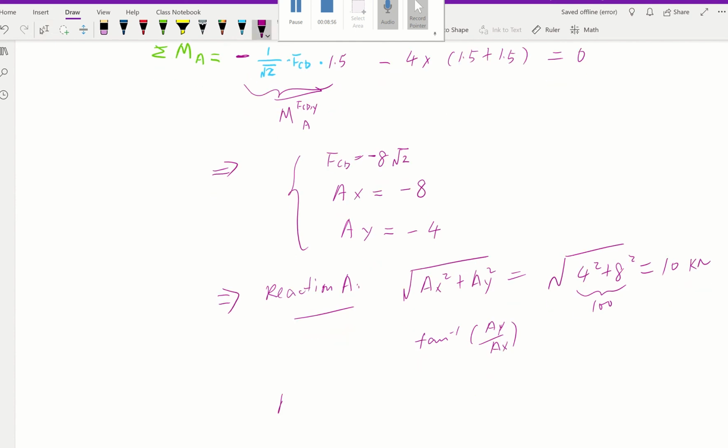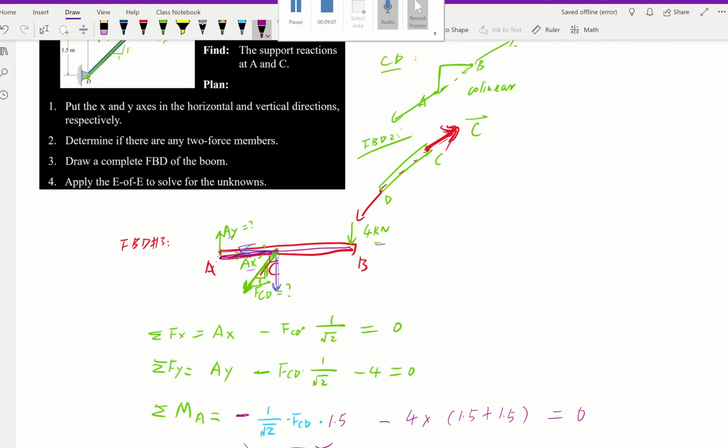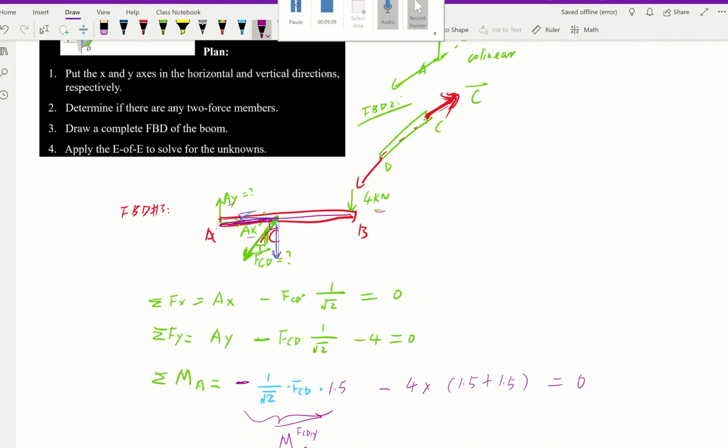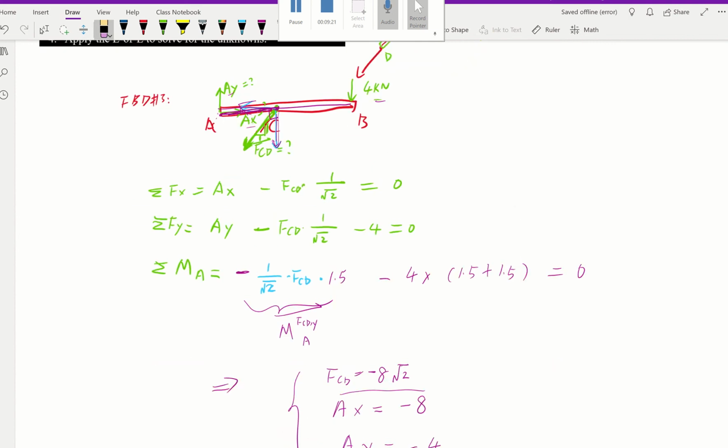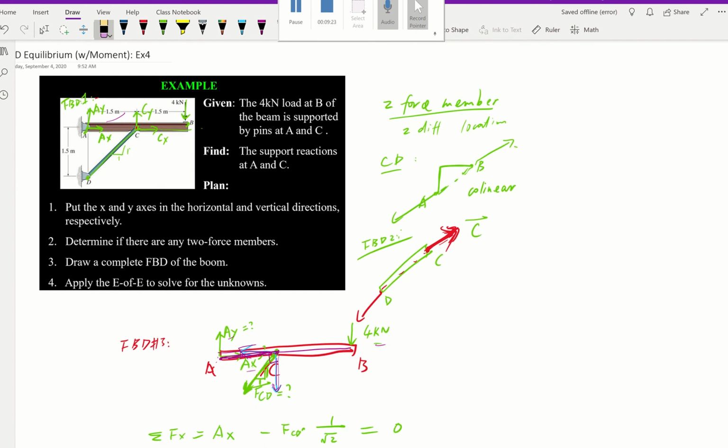Also, in order to find the reaction at C, that's basically your FCD. That's negative 2 kilonewton. For this situation, if it's negative relative to our assumed direction in FBD number 3, it means the true direction is pulling the other way, right? But we don't need to change it because that corresponds to the right one. Okay, so that's all we have for this problem.